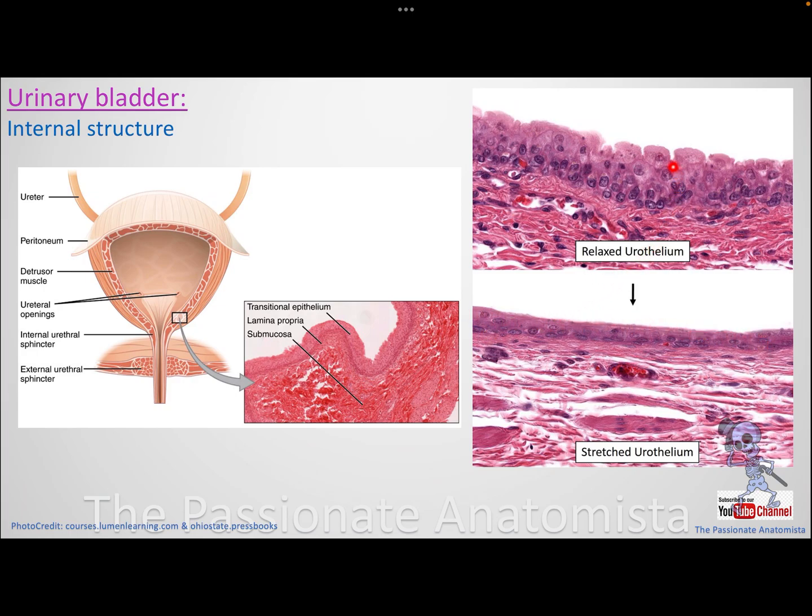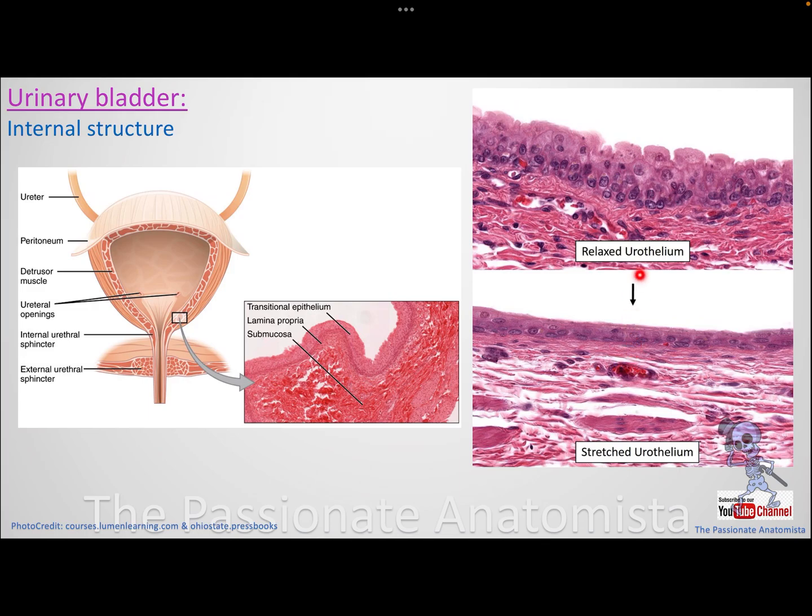However, if it's empty, you will find that the top cells are umbrella-like and puffier, and that means that this bladder is empty. The cells are relaxed and taking bigger space as they want, because nothing is compressing them. The epithelial topmost cells are what give the epithelium its name, and because that is changing, undergoing a transition, we call it transitional epithelium.